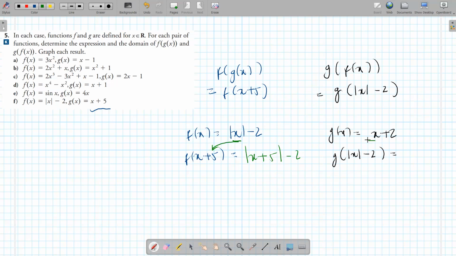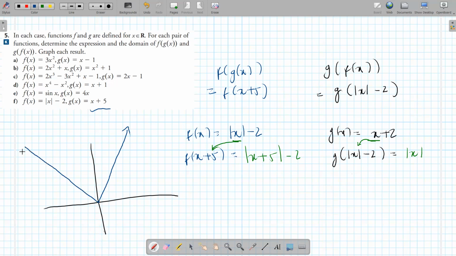Just replace this x with what you have in the bracket. The absolute value of x minus 2 plus 2. The 2's cancel out, so it's just the absolute value of x. Absolute value of x is very similar to quadratic, except it's pointy. Quadratic is curved. It looks like a V. It's made up of two linear lines, the absolute value of x.